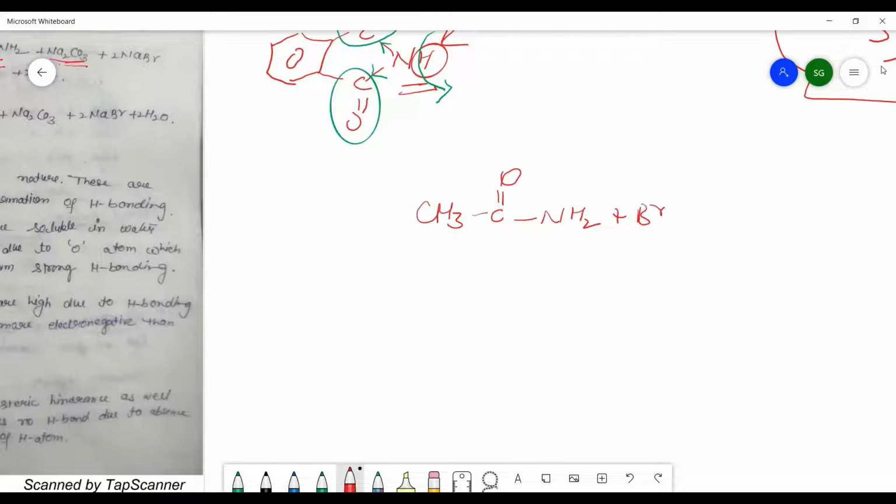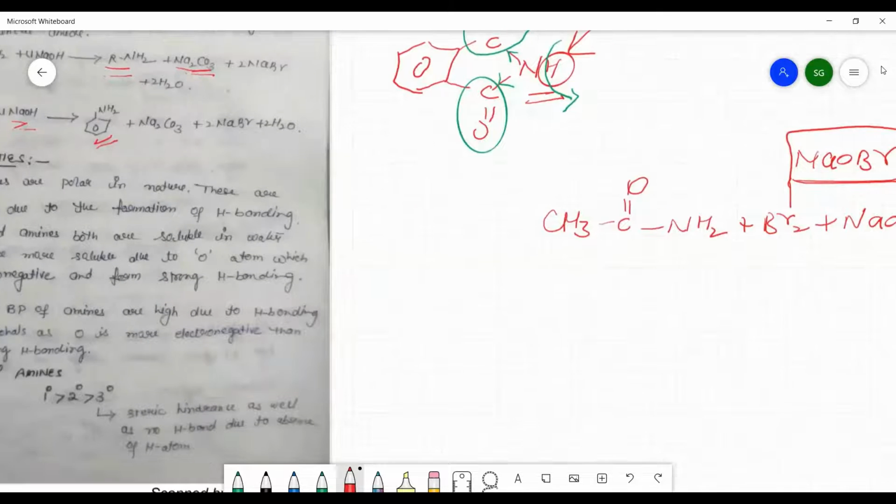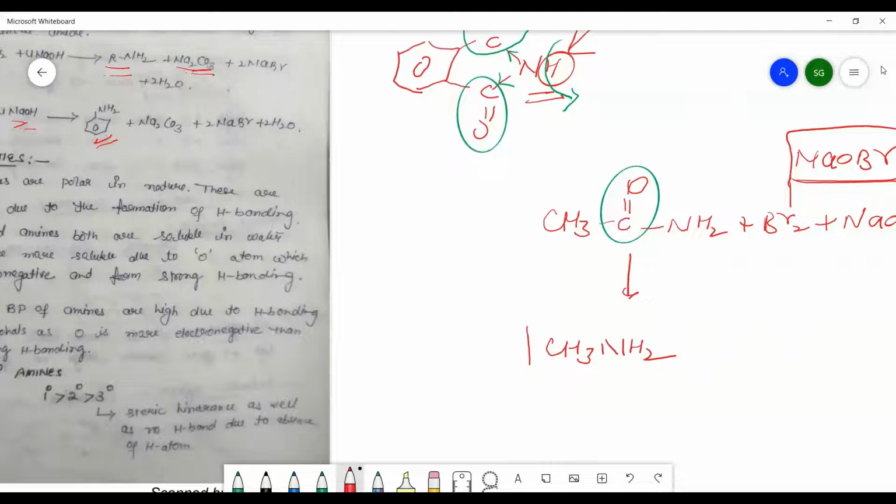When we are adding Br2 in the presence of NaOH, it can also be written like this, NaOBr; you may find it written as NaOBr too. What will happen? This CO group will be completely removed and we will get CH3NH2. We get methylamine, and the rest are the side products. You may write the side products from there, but the main product must be correct, otherwise you will not get the marks.